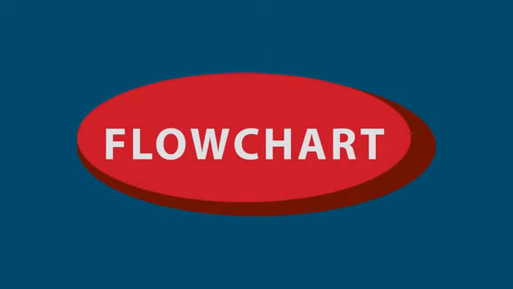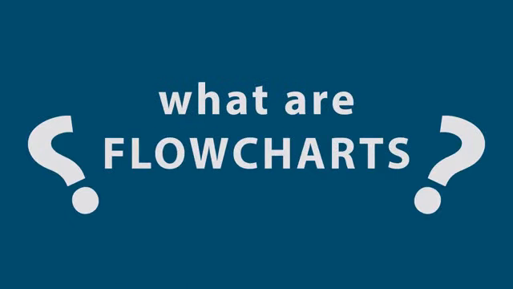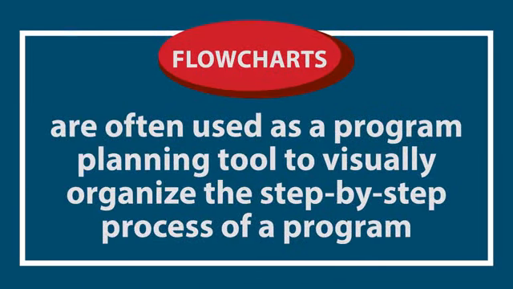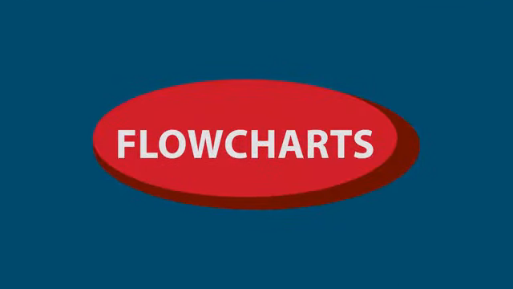In this video, we are going to talk about flowcharts. So, what are flowcharts? Flowcharts are often used as a program planning tool to visually organize the step-by-step process of a program. Flowcharts can be used to describe all sorts of processes such as business, educational, personal, and of course, algorithms. To understand flowcharts, here's an example.